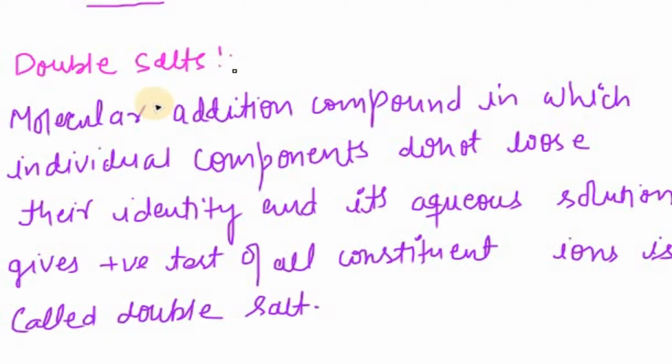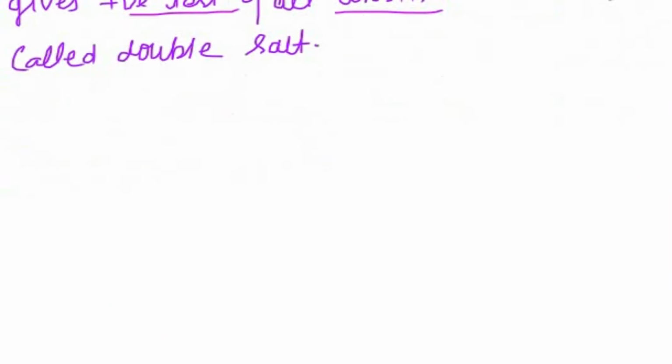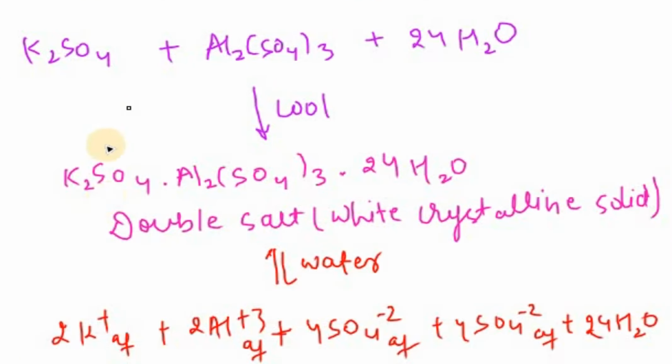So a double salt is a molecular addition compound in which the individual compounds do not lose their identity. Every compound does not lose its identity when it converts into the salt, and its aqueous solution gives a positive test of all constituent ions. This is called a double salt. So let's see an example.